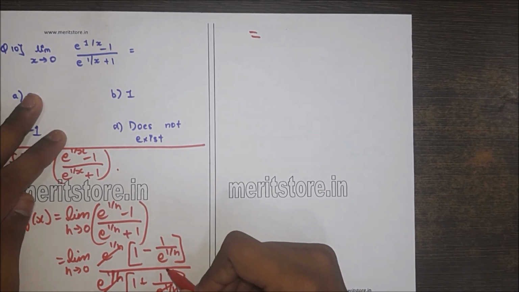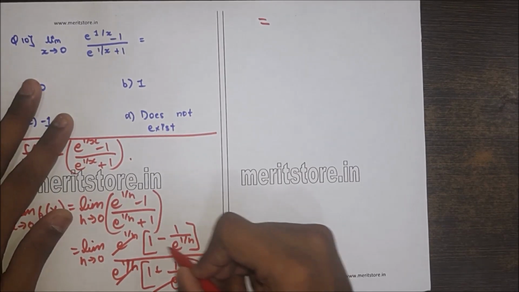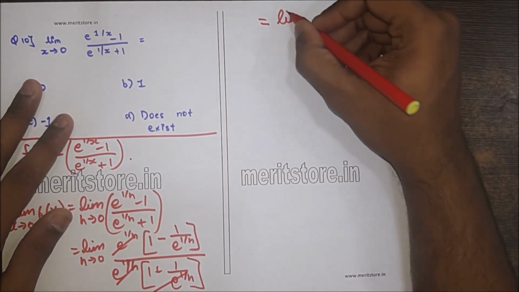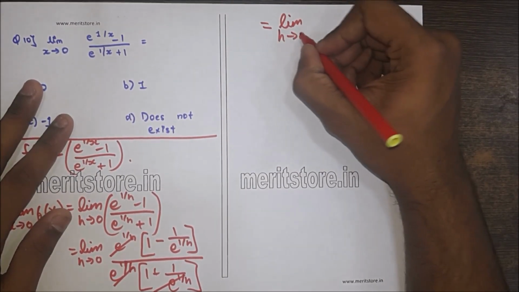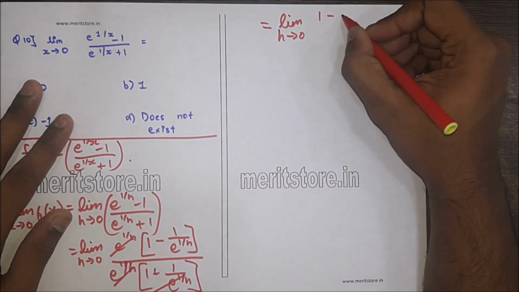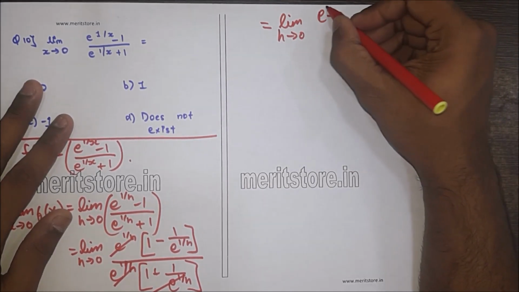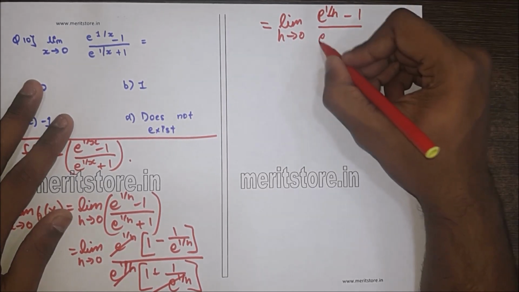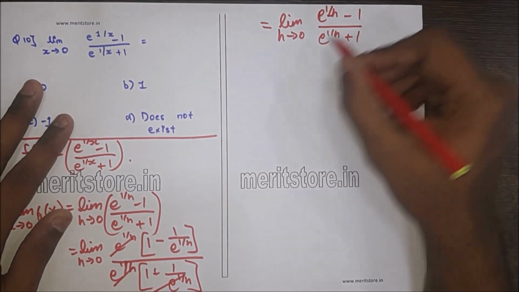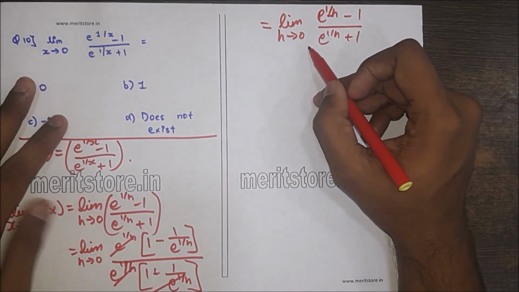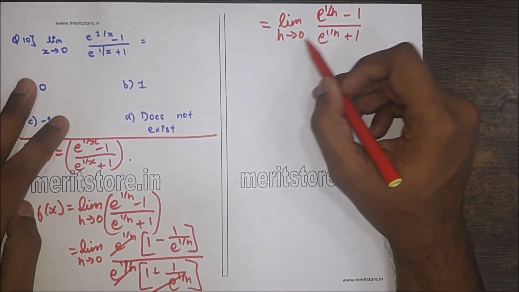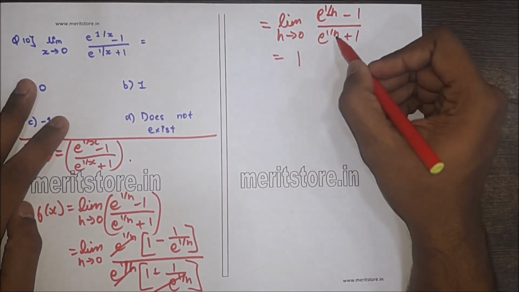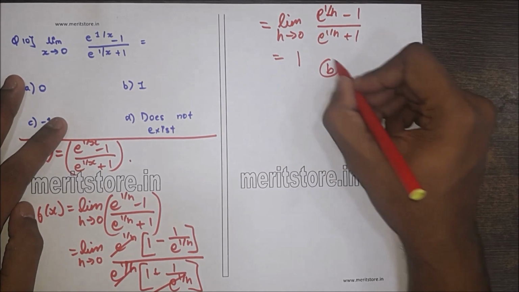On cross multiplying these, we get limit of h tends to 0 1 minus e raised to 1 by h minus 1 upon e raised to 1 by h plus 1. Applying the limits h tends to 0, we get 1, which is option B.